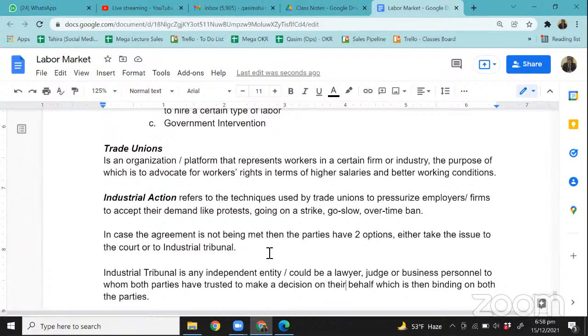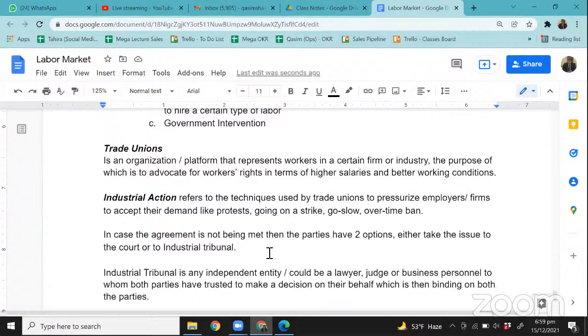So both parties present their sides. A trade union will tell why they want higher wages or better working conditions. The company would tell why they can't do that, and so on, right? After hearing both parties, the industrial tribunal will decide what needs to be done and how the issue should be resolved, just like what the court does, right?